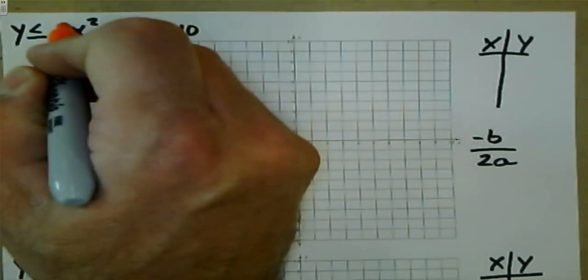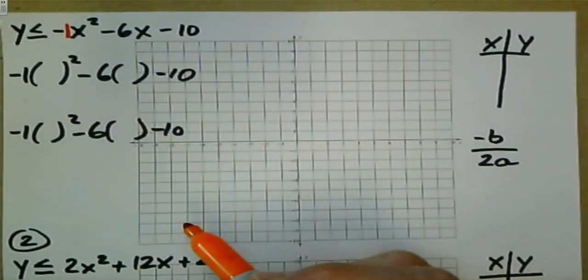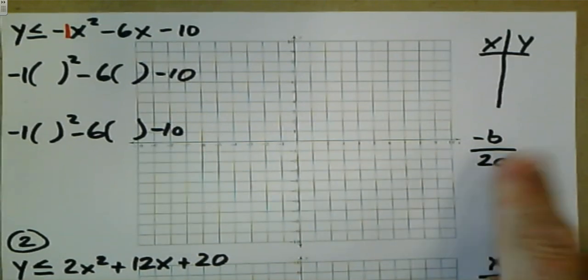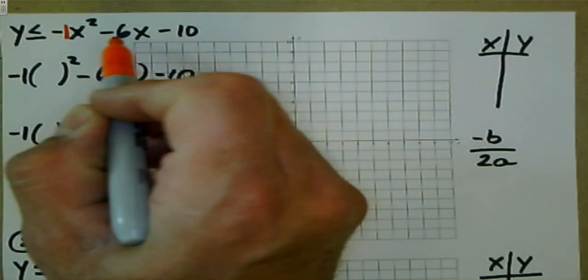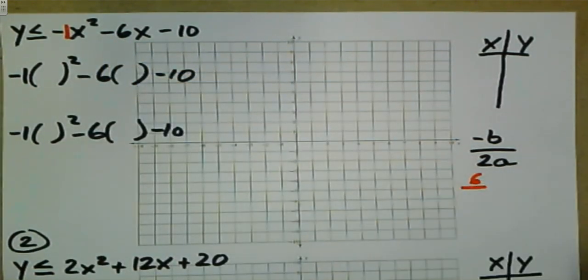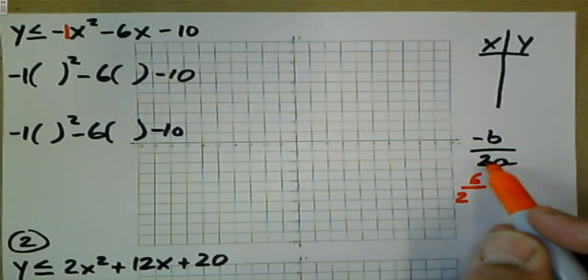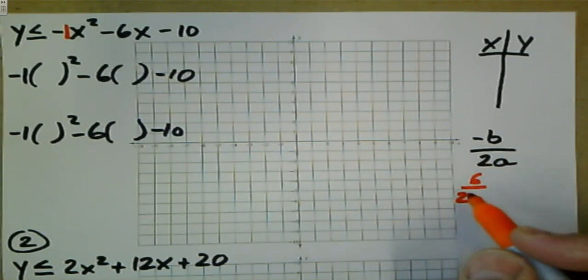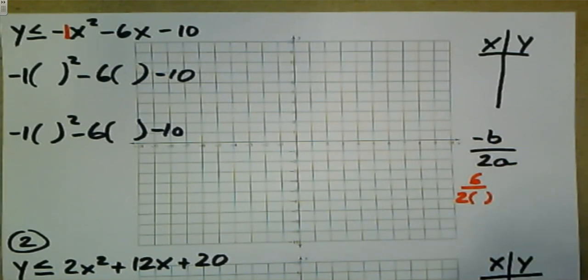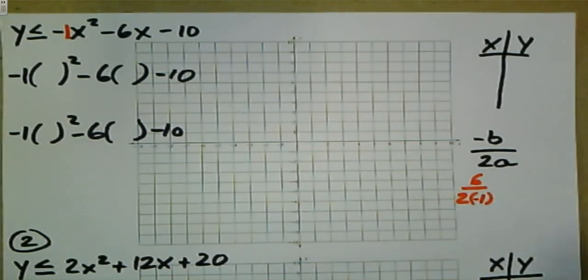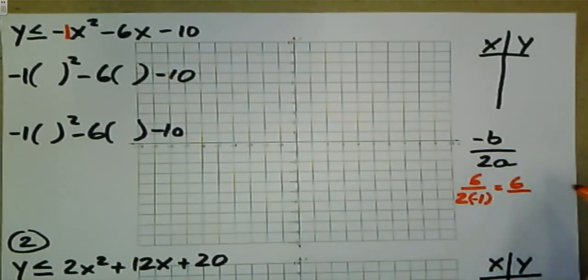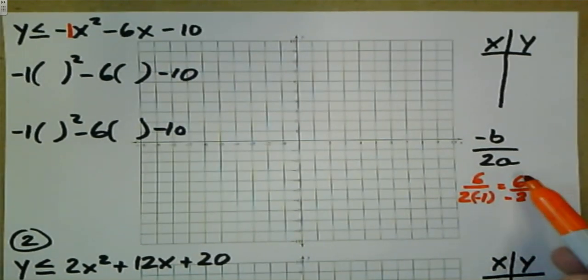So the first thing we need to do is understand that there's a -1 in front of that. So let's go over here. Negative b, well, b is -6, so the opposite of -6 is 6. The 2 is the constant. It's always there. We were just replacing the b and the a. And the a is -1. The top is already solved. We have to solve the bottom. 2 times -1 is -2. And 6 divided by -2 is -3.